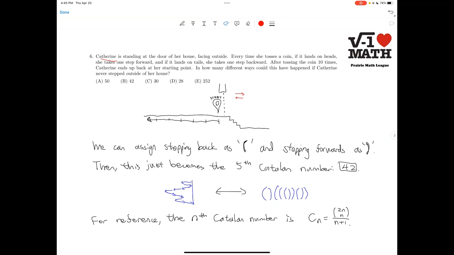So, in this case, we consider a one-dimensional number line that terminates here, and she never goes past this. Now, the trick here is that we can assign stepping back as open parentheses and stepping forwards as closed parentheses.